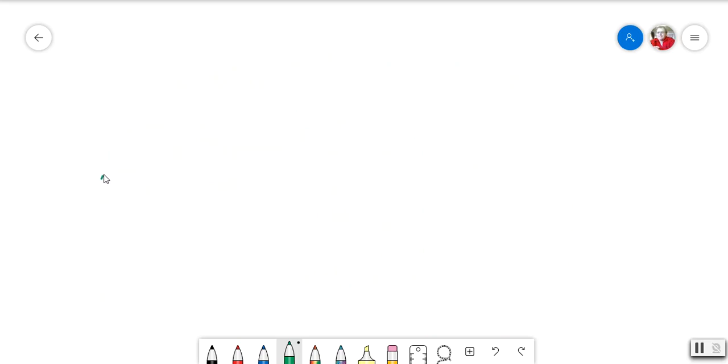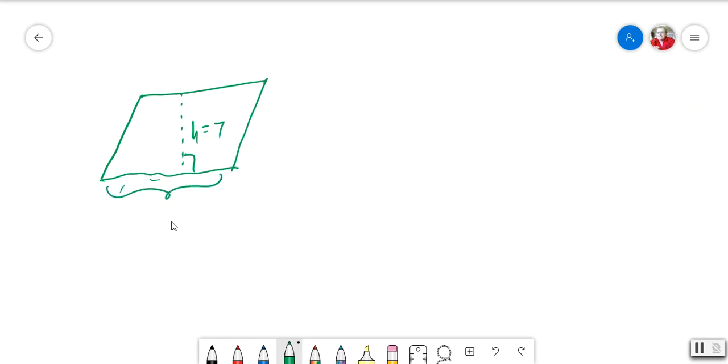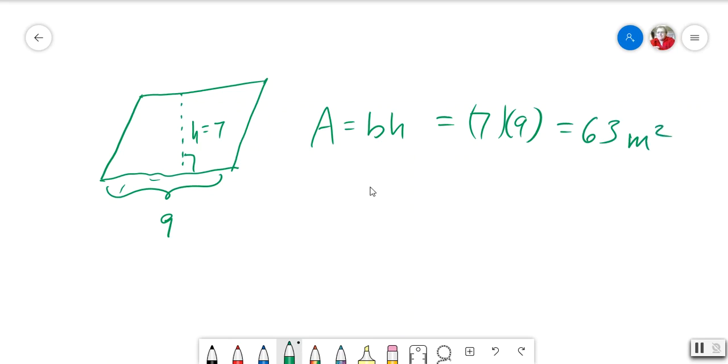For a parallelogram, where both sets of sides are parallel to each other. So a parallelogram has the height, which is h. Let's say in this case it's 7. And then the base, let's say it's 9. Area of a parallelogram is bh. So in this case, it would be 7 times 9, or 9 times 7. I put the h first, it doesn't matter. 9 times 7 is 63. If it was meters, it would be square meters.